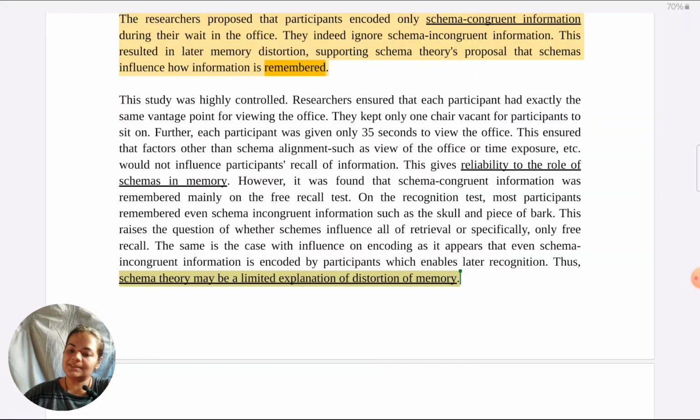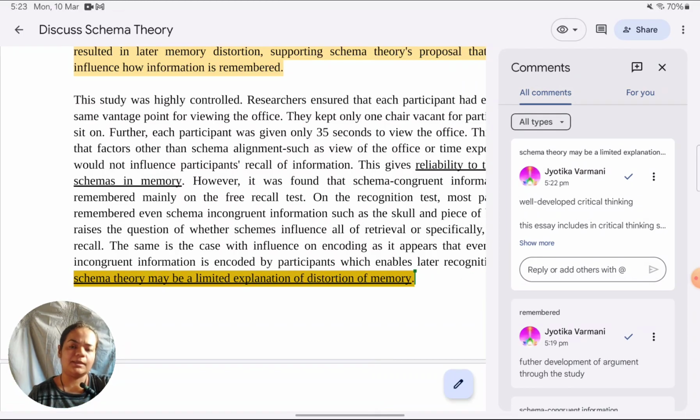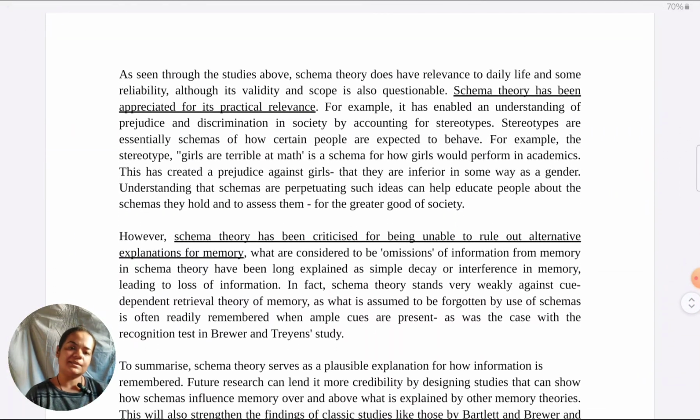Now coming to, since it's a discussion question, we also need to discuss overall about schema theory, above and beyond what we have seen in these two studies, Bartlett and Brewer and Treyens. What else are the merits and demerits of schema theory? There's no hard and fast rule as to how many merits and demerits you have to give. And do you have to give merits and demerits both, or can you just give some merits or some demerits?